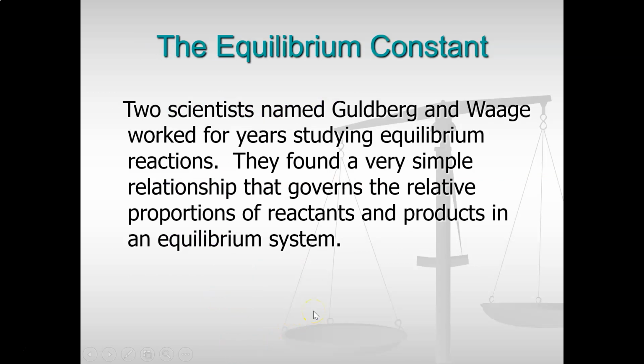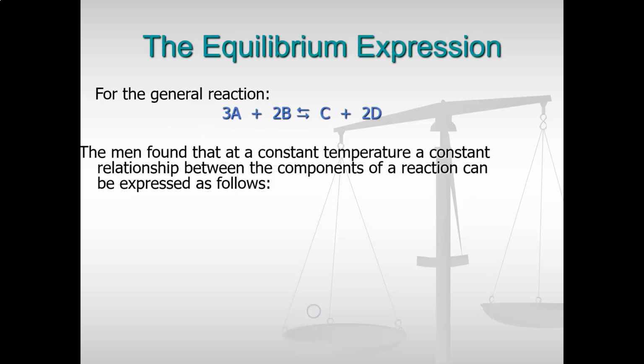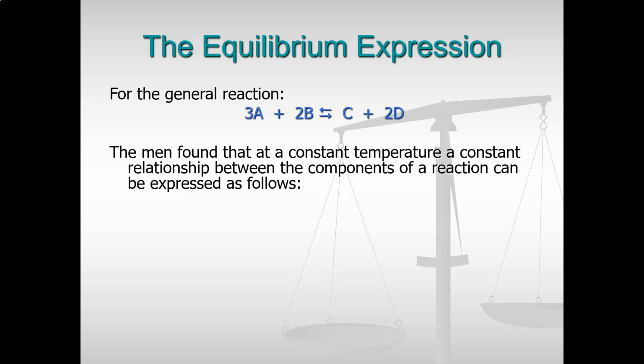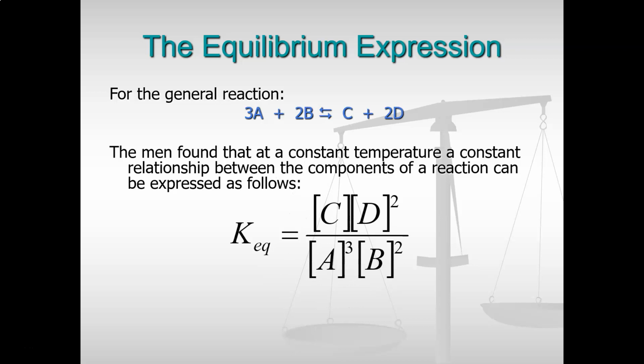All right, let's get to some quantitative stuff. There is something called the equilibrium constant. Two scientists did a whole lot of work studying equilibrium reactions and came to this realization about equilibrium expressions. So for a general reaction, 3A plus 2B yields C plus 2D, the men found that at a specific temperature, there was a constant relationship if you set up the components of the reaction like this. Okay, so Keq is the equilibrium constant, and that's a value. And then here is the expression that the constant equals. So what do you see in this equation? Take a look at the reaction and compare what we've done to those components when we put them in the equilibrium expression. What do you notice?